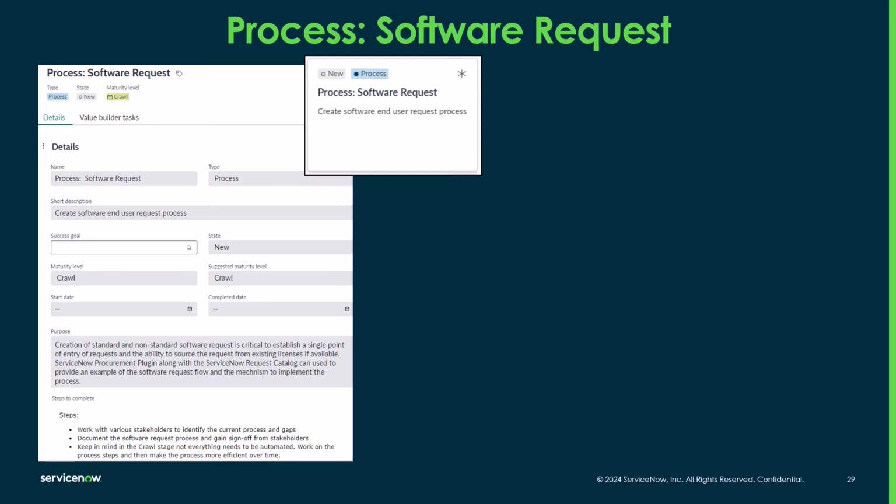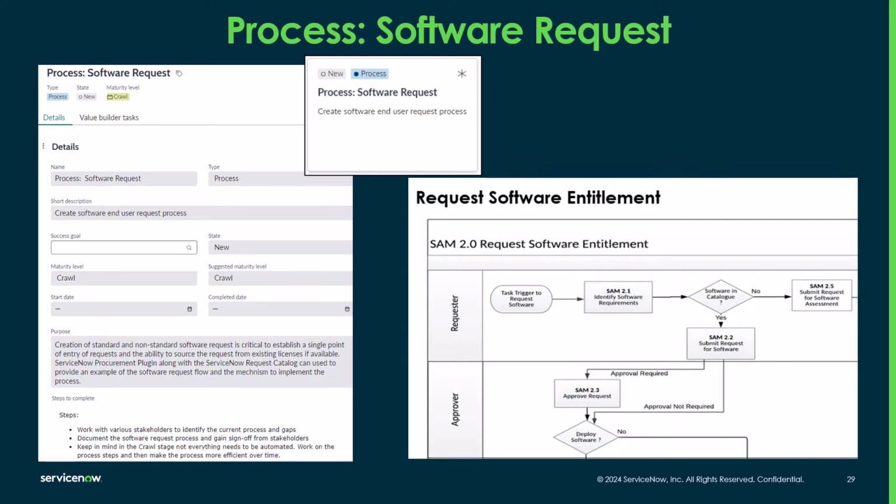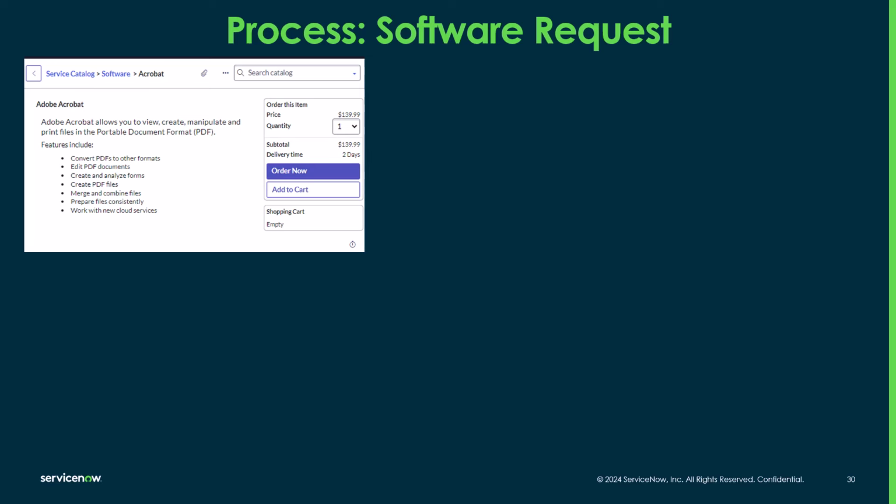So one of the things you can use, again, is the process guide, which does have a very base request software entitlement flow that you can look at to give you some ideas on things you should be thinking about, and really how it affects all of the other processes within software asset management. So for those of you who aren't familiar with the software catalog, what I've got on the screen here is just an example of a very, very basic software catalog item where an end user can go in and request Adobe Acrobat and order Adobe Acrobat.